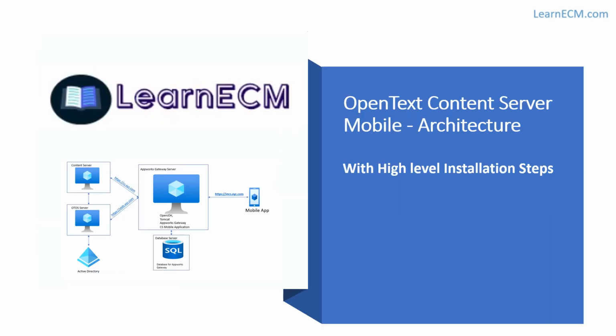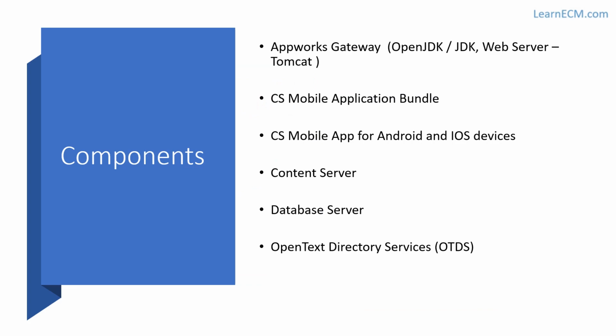Having said that, let's start with today's video, Content Server mobile implementation and architecture. First of all, we need to understand the different components involved in this setup. First we have AppWorks Gateway. Along with AppWorks Gateway comes OpenJDK, that is Java, or we can have a JDK from Oracle as well. There are two versions of JDK that the AppWorks Gateway server supports. One is OpenJDK, which is freeware, and the other is the JDK from Oracle, which is now licensed.